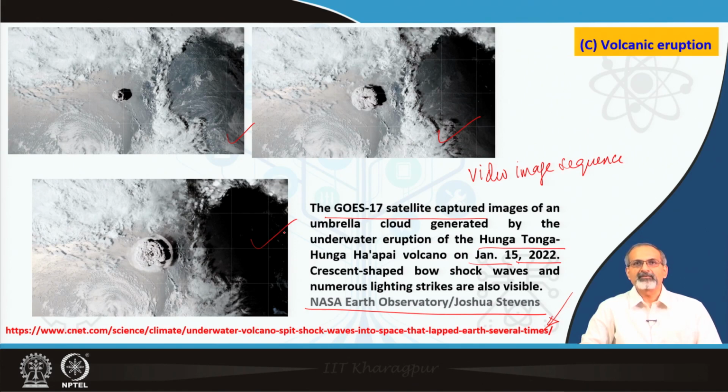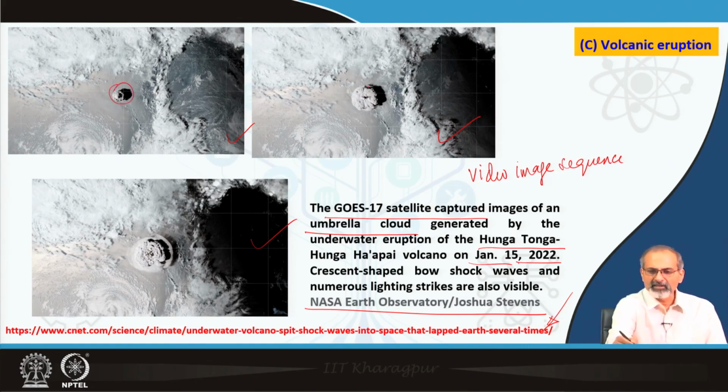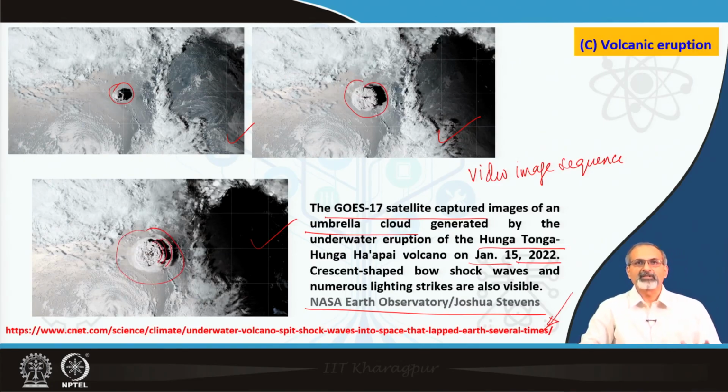We can see the images of the umbrella cloud that is generated by the underwater eruption of the volcano, and crescent-shaped bow shock waves. Numerous lightning strikes are also visible with close scrutiny if you go through the video's image sequence. One thing that you can make out is that from the early times of initiation to a slightly later time and further, you can clearly see fronts developing within the emerging magma, which are essentially bow-type shocks coming out of the crater.